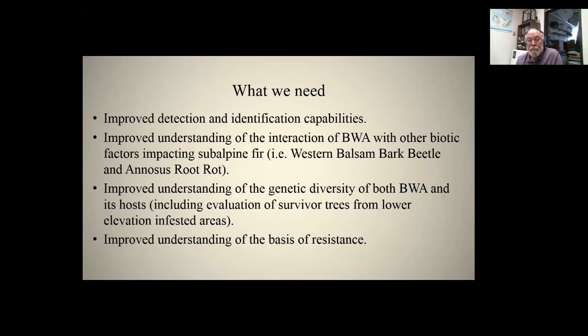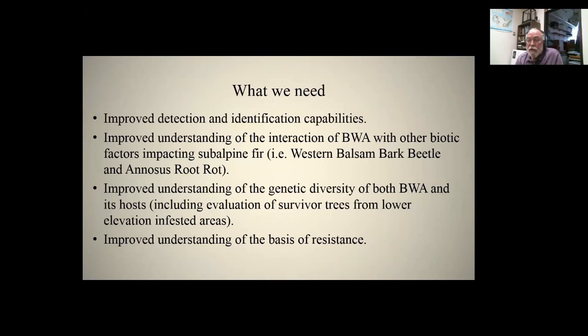We use the remotely sensed data, and that gives us a pretty good idea. However, Fred mentioned that drought is a problem. We still have difficulty differentiating drought stress from balsam woolly adelgid infestations.